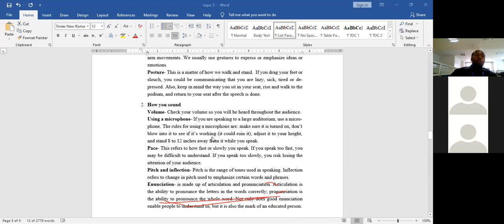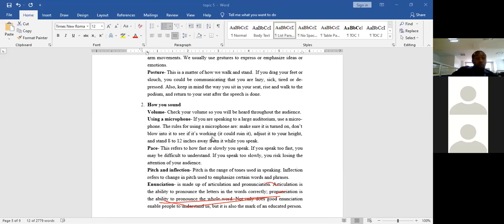The next one is how you sound. When you're giving the speech, how you sound is very important. Number one, volume. Check your volume, so you will be heard throughout the audience. So if you are giving a speech, don't speak as if you are just giving a secret to someone. Saa zile unapea mtu ka secret, huo unakaa kidogo unamnong'onezea polepole. So volume is very important when you're giving a speech. Raise your volume so that people can understand what you're saying.